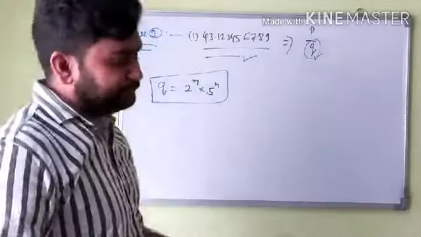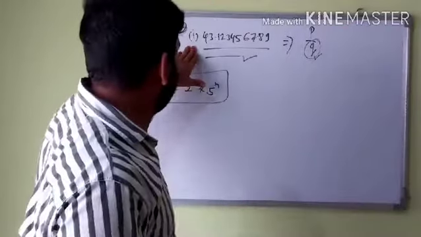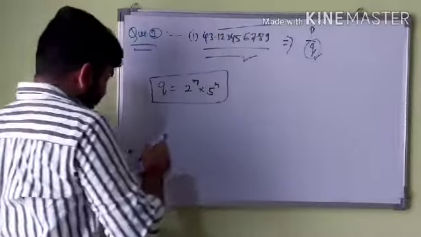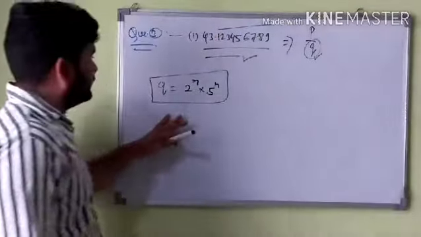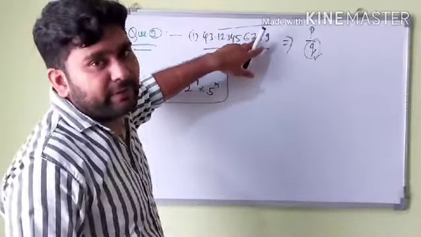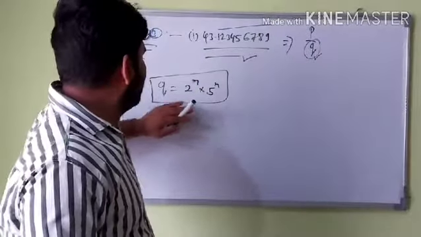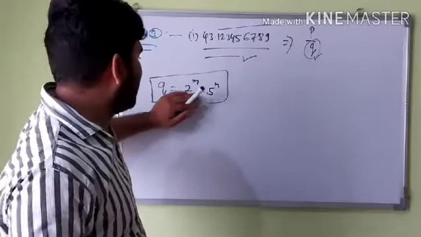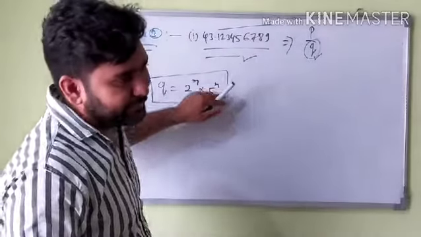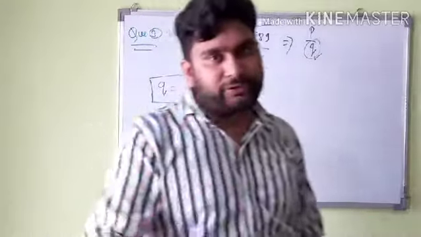Next, the last one has a bar in the question, so we can say that the number is in the form of repeating digits. That means its q is not of the form 2 to the power m or 5 to the power n; it has other prime factors as well. And the second question, do it by yourself.